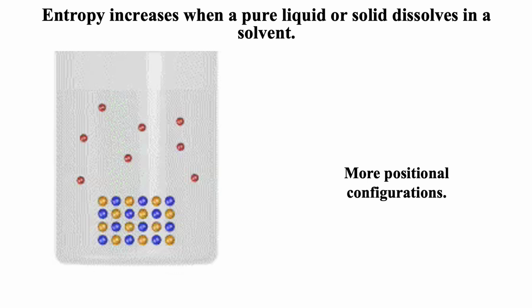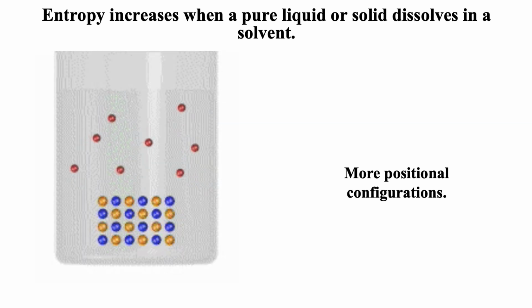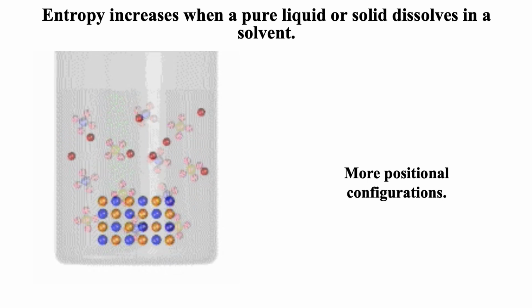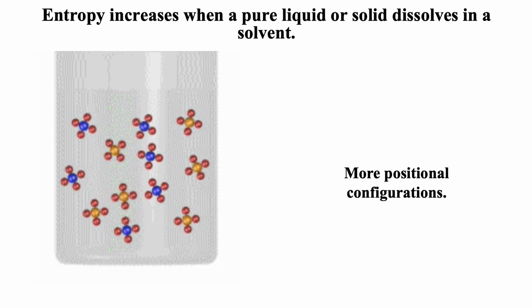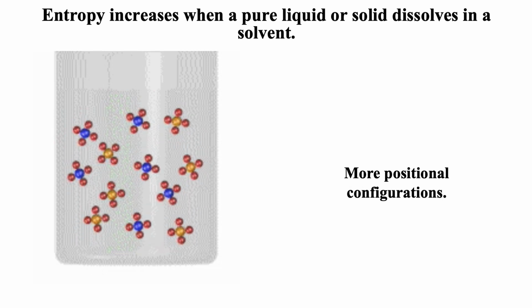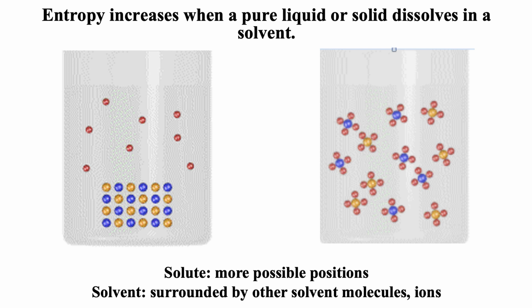Entropy increases when a pure liquid or solid dissolves in a solvent. When you take an ionic solid and dissolve it in water, you'll have more possible configurations, and so a higher entropy. When potassium permanganate dissolves, its crystal lattice is broken apart, leading to an increase in disorder, and therefore an increase in entropy. Again, you think about it in terms of the number of configurations. A dissolved ionic solid has more possible places those ions can be, and hence a higher entropy.